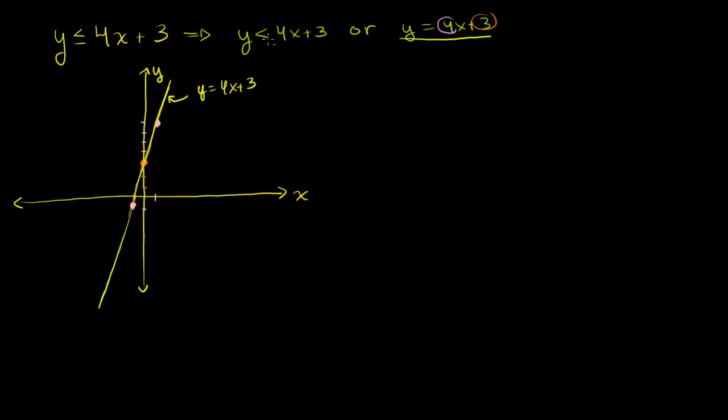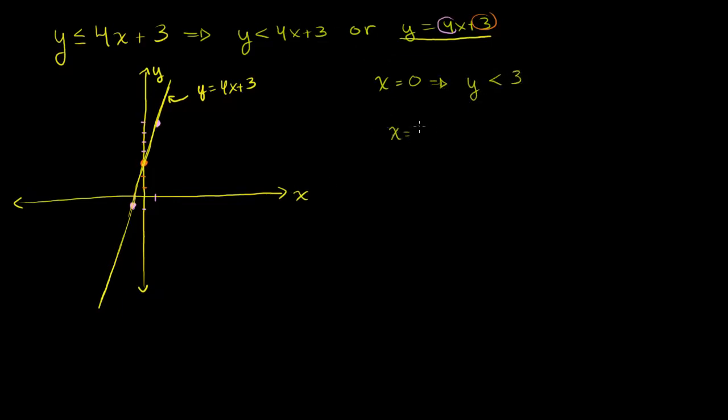So let's think about what it means to be less than. All of these points satisfy this inequality, but we have more. This is just these points over here. What about all of these where y is less than 4x plus 3? So let's think about what this means. Let's pick some values for x. When x is equal to 0, what does this say? When x is equal to 0, then y is going to be less than 0 plus 3. y is less than 3.